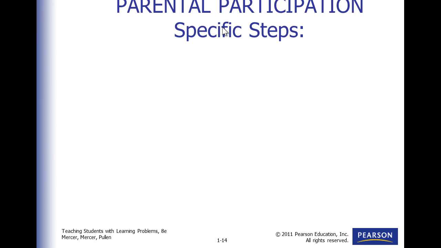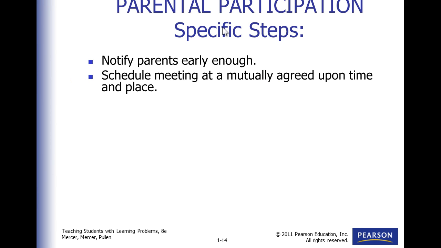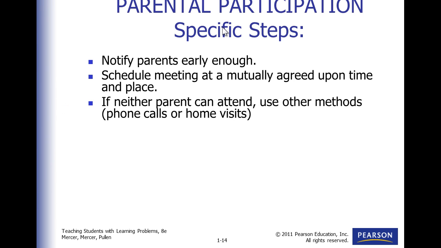Okay, let's look at parental participation, specific steps. You notify the parents early enough, and you schedule that meeting at a mutually agreed upon time. And then if neither parent can attend, you use other methods, phone calls, home visits. I did many of those. I think we have technology now, like with our Illuminate, where you could hold it electronically.